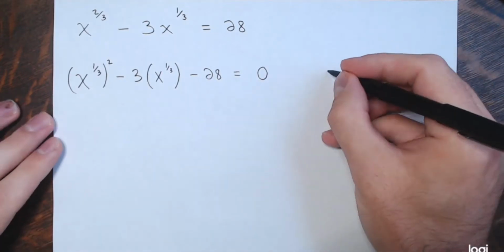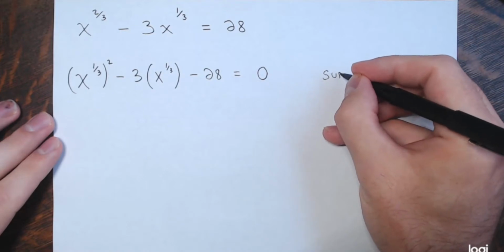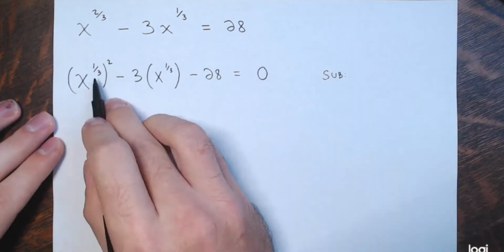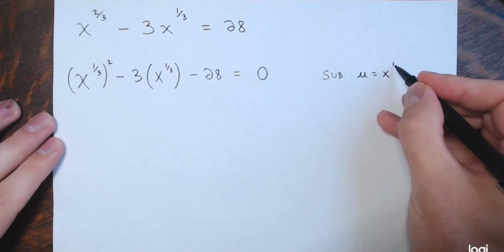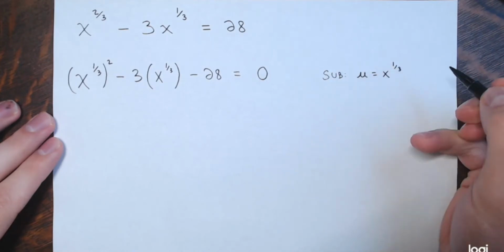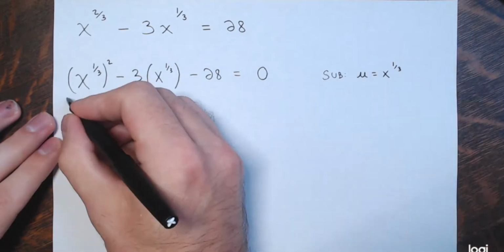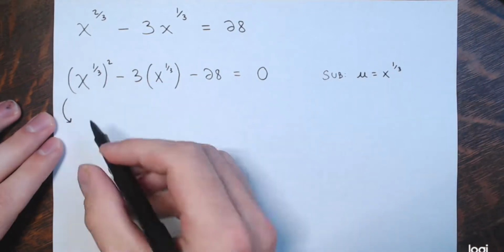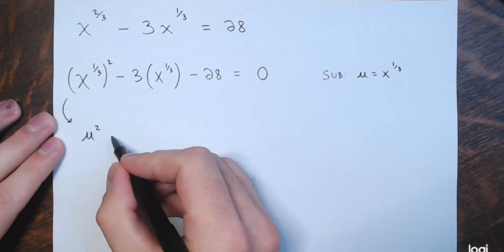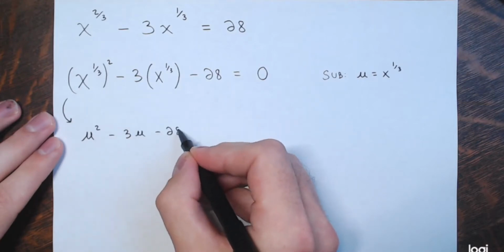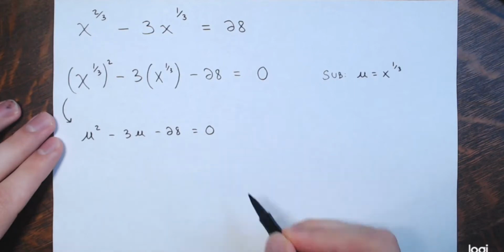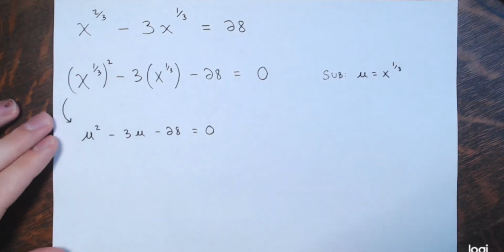And now I make the substitution. These x to the 1/3 powers I'm going to replace with u. So u replaces x to the 1/3. That changes this equation to the following: u squared minus 3u minus 28 equals 0. Then I solve this for u and sub back.